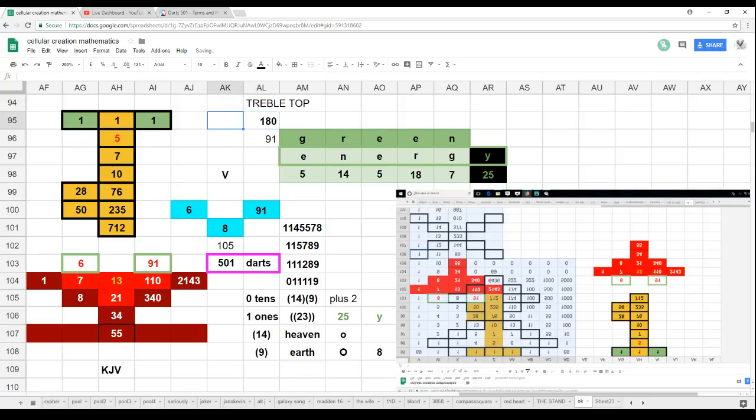180! Look, I'm learning about darts. There's your 91 again. Wow. There's your cube, your 6 faces and your 8 vertices, and there's your 91 for 180! Here's your K, there's your J, and these are the tops of your V. There is your K, there is your J, and there is your V. There's your KJ. That's your Bible.